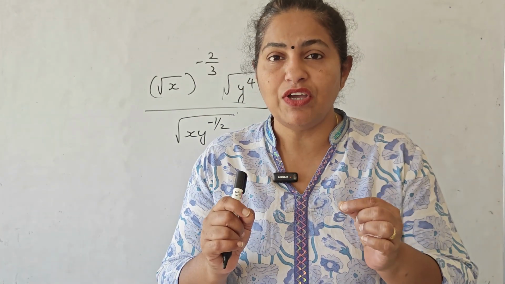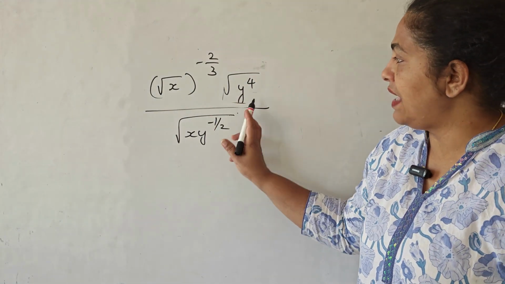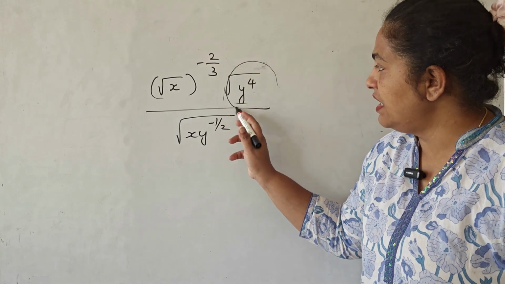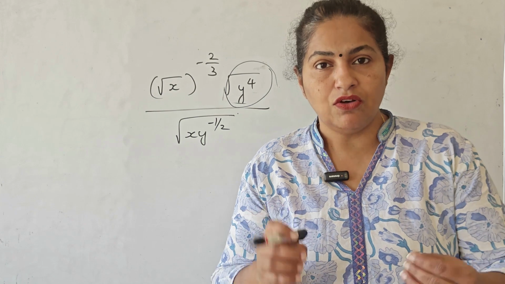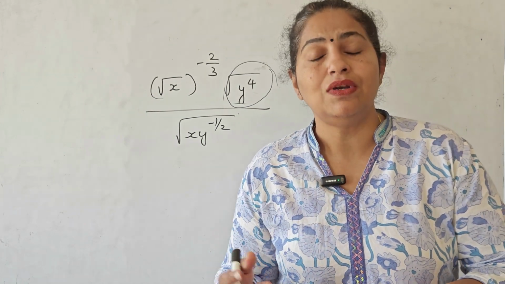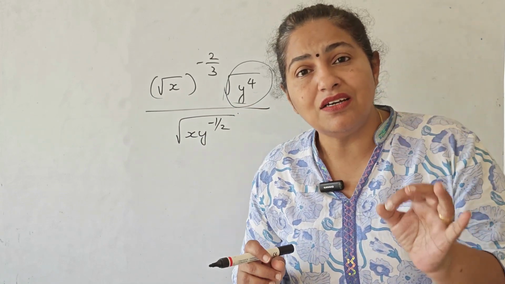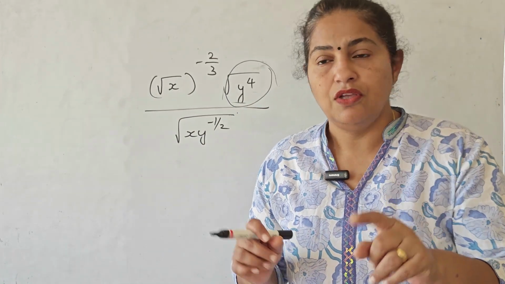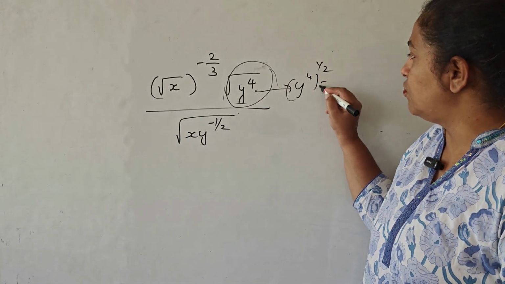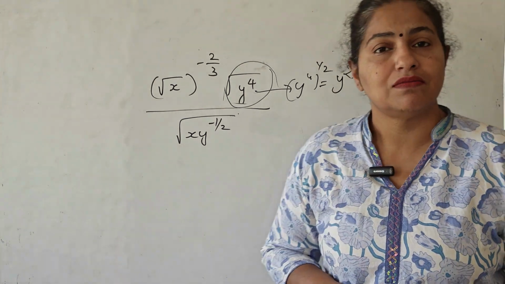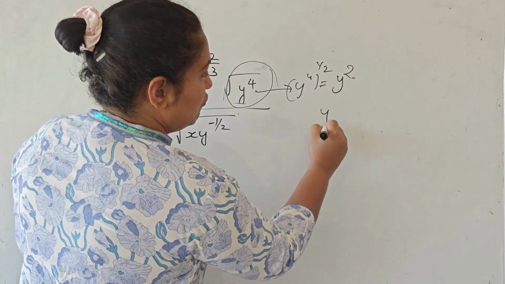First, let us simplify the terms that we find the easiest. Look at this term, this and this. So it is y raised to 4 under a square root. So we know that y raised to 4 under a square root is easily solvable, because a square root is basically a term raised to 1 by 2. So this is y raised to 4 the whole raised to 1 by 2, thus giving us y square. Okay. So one term we have simplified as y square.